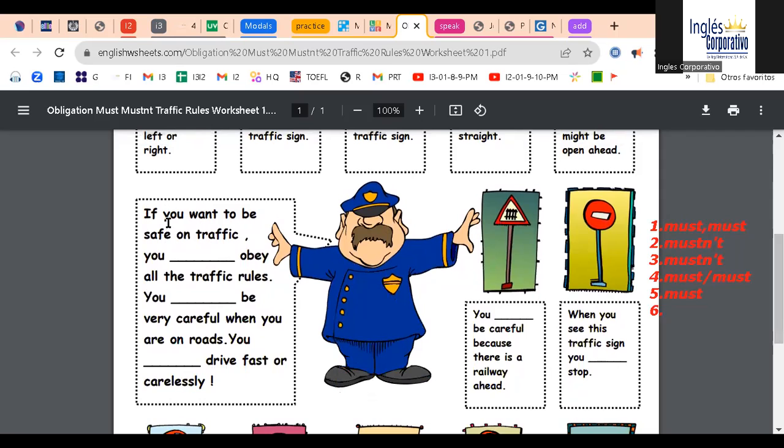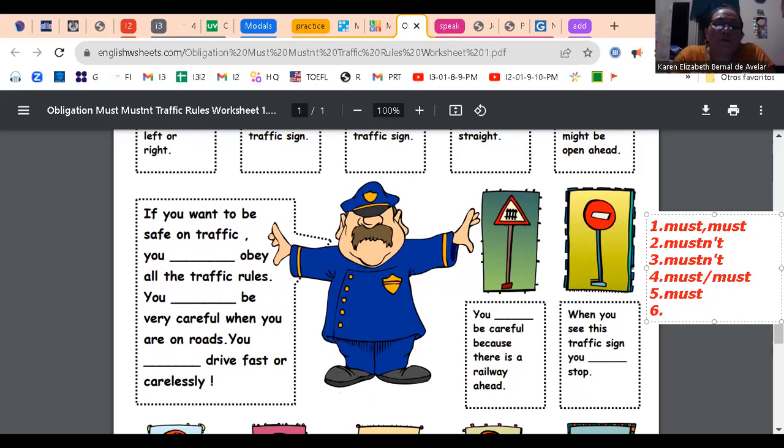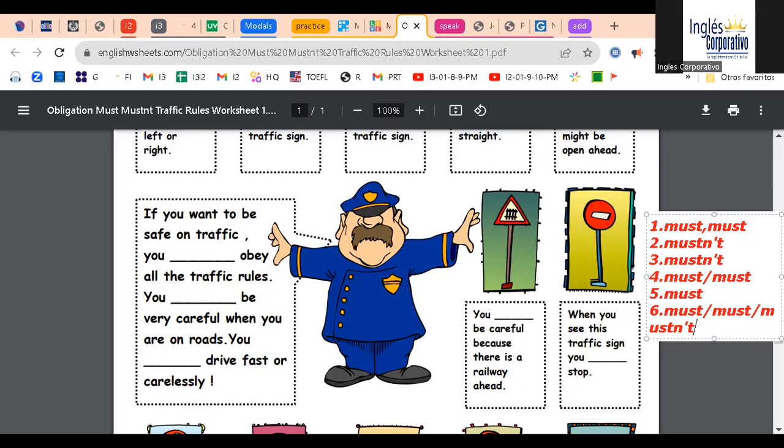Okay, so let's complete this one. If you want to be safe on traffic, what do you have to do? You must obey the traffic rules. What else? You must be very careful when you are on roads. You mustn't drive fast. You mustn't drive fast or carelessly. Okay, so let's continue with the next one.